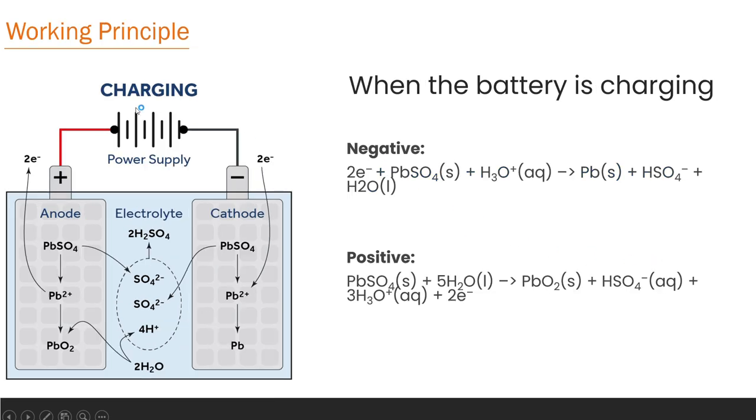Now we'll talk about the charging. In the battery, during charging, the lead sulfate reacts with hydronium ions and there is a gain of electrons and formation of lead. This is the process at the negative, that is the cathode. And at the positive, lead sulfate reacts with water and forms lead dioxide, hydronium ions, sulfate ions and electrons. This is the process at the positive. This is the process during charging.